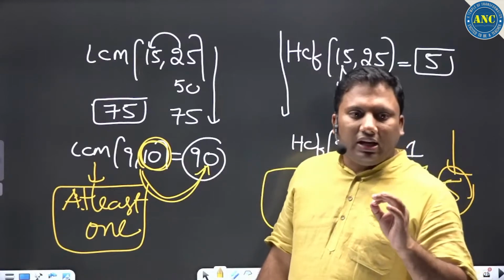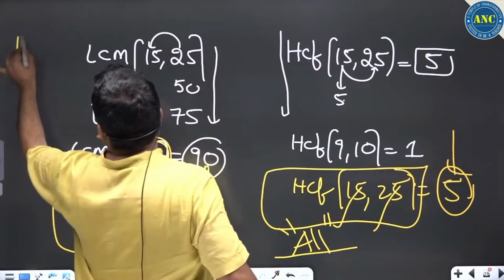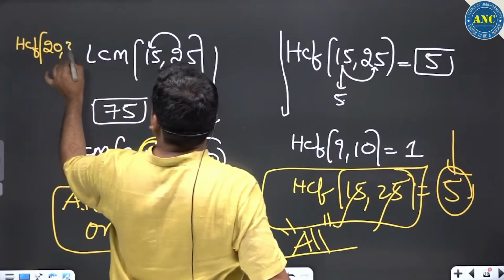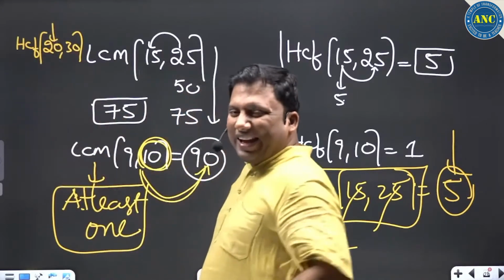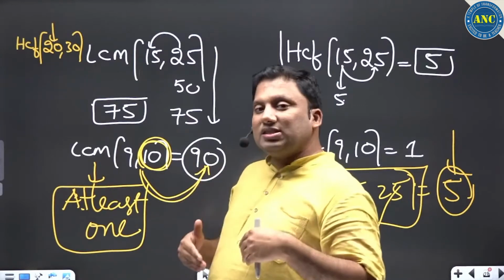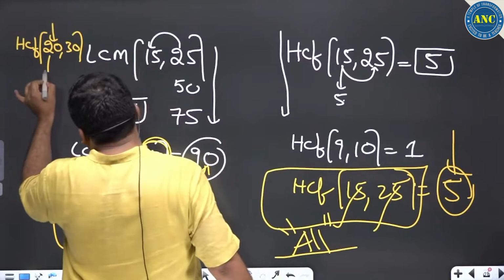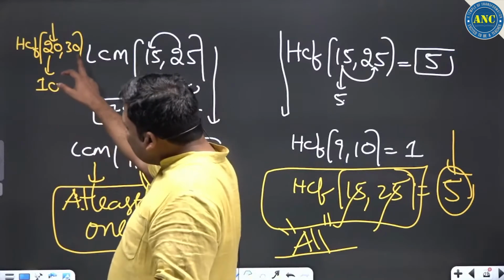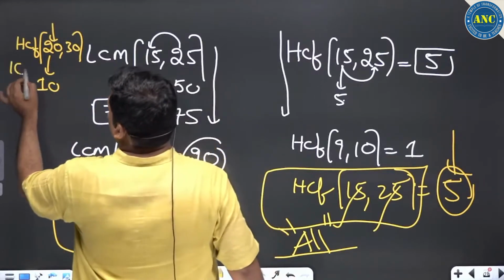HCF of 20, 30. Sahana, for you. HCF means go to the smallest number. Smallest number is 20. Is 20 dividing 30? No. Take the factor of 20, Sahana, 10. Is 30 divisible by 10? Yes. So the answer is 10.